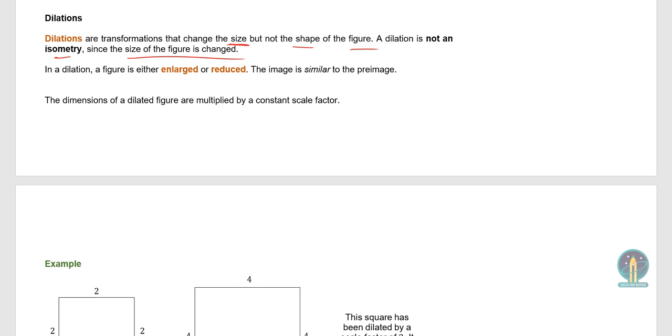In a dilation, a figure is either enlarged or reduced. The image is similar to the pre-image. So there is a similarity, but the size is different. The dimensions of a dilated figure are multiplied by a constant scale factor. So we get the image by multiplying the pre-image by a constant scale factor.